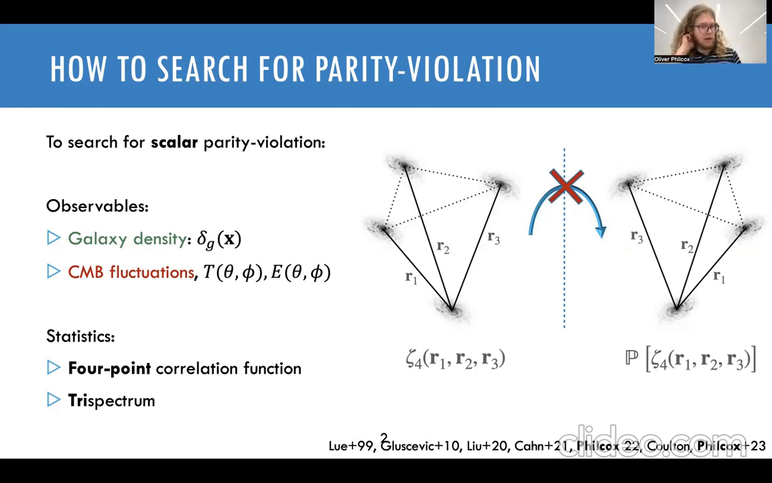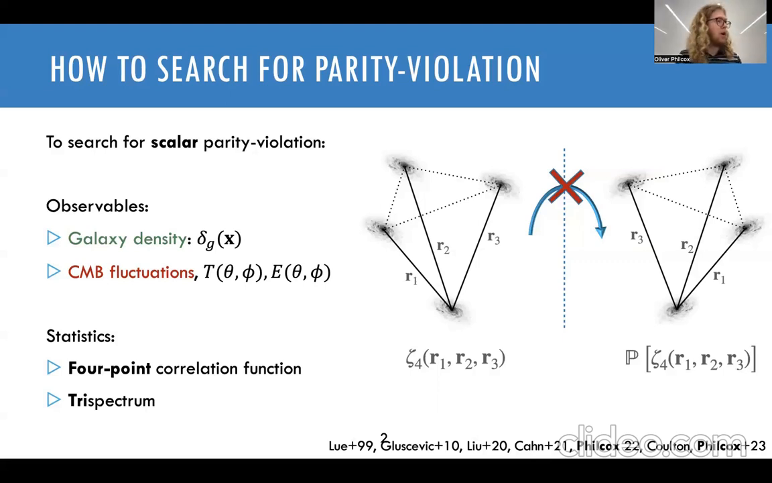For such scalar observables, the statistics we can use to search for parity violation generically involve 4 distinct points. 2 options for this involve the 4-point correlation function, so the galaxies arranged into tetrahedra, as you see on the right-hand side here, or generically, its Fourier space counterpart, the trispectrum, or its harmonic space counterpart, the angular trispectrum.